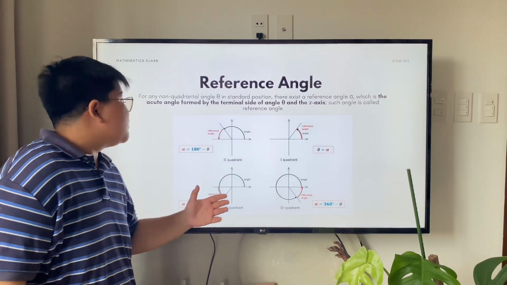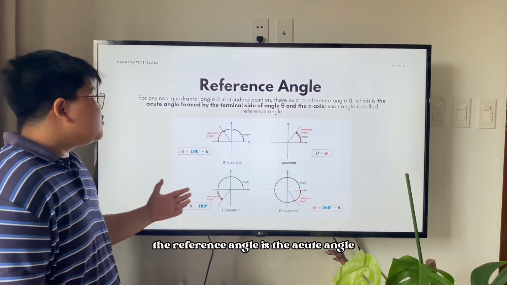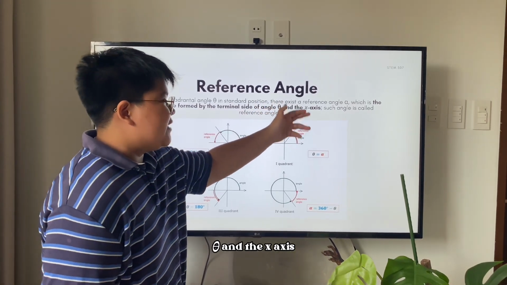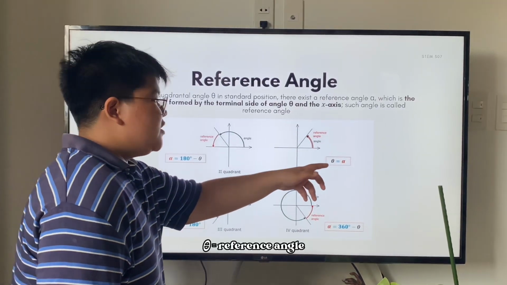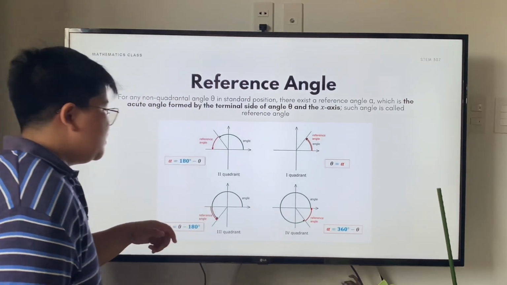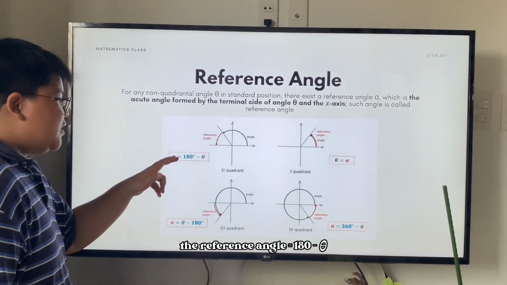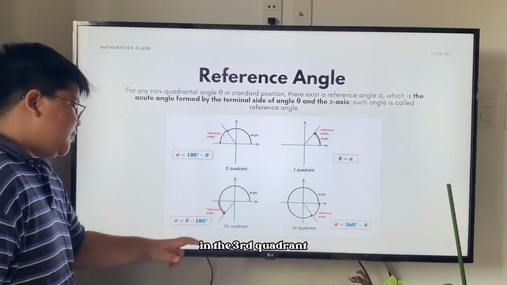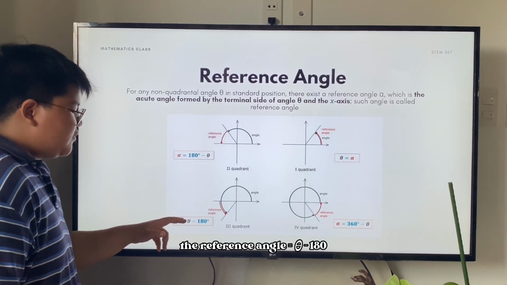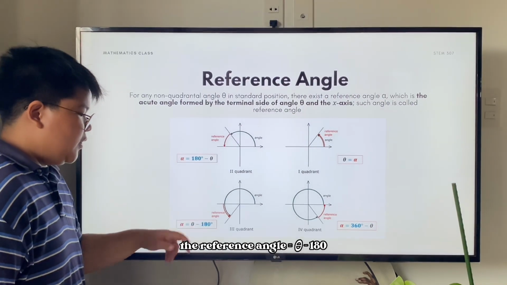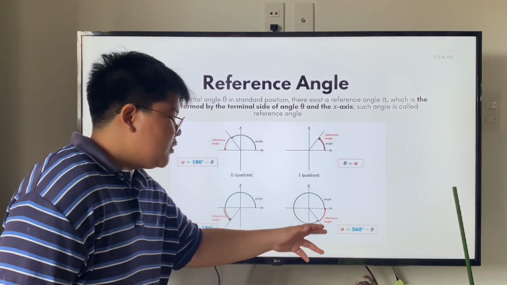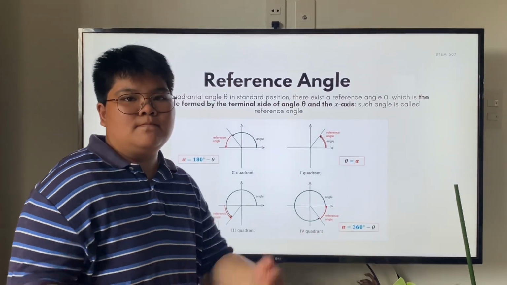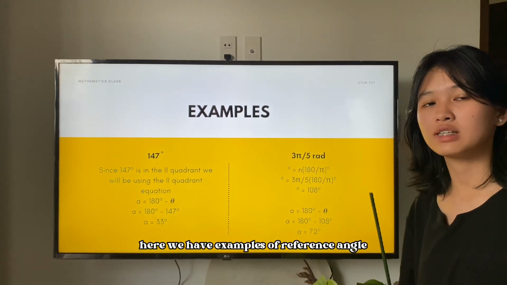Reference angle. The reference angle is the acute angle formed by the terminal side of an angle, theta, and the x-axis. In the first quadrant, theta is equal to the reference angle. In the second quadrant, the reference angle is equal to 180 degrees minus theta. In the third quadrant, the reference angle is equal to theta minus 180. In the fourth quadrant, the reference angle is equal to 360 minus theta. Here we have examples of reference angle.